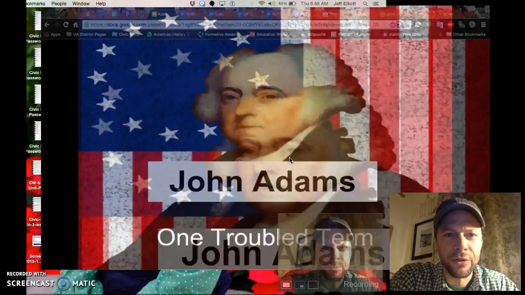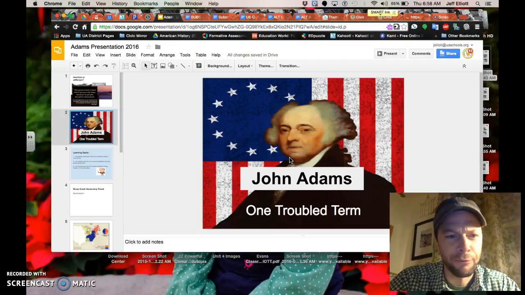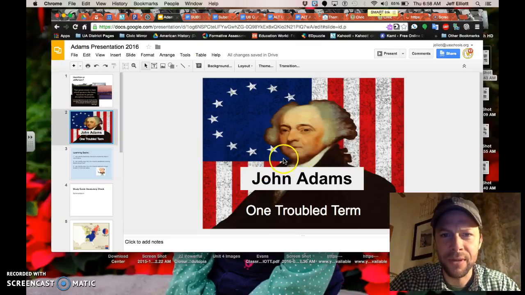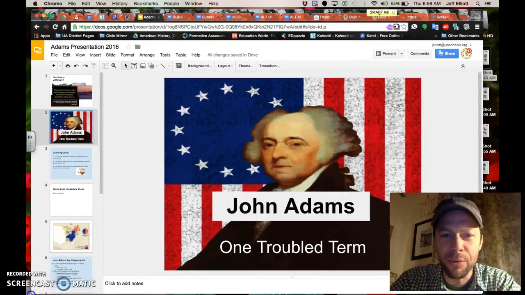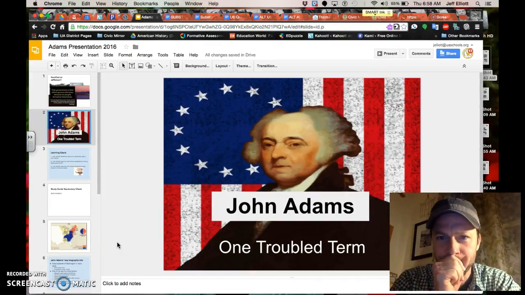John Adams, as you can see, looks very different from George Washington. He's bald, he's short, he's not at all a commanding presence. John Adams is a likable character. I like him a lot myself, but he had a really troubled term.